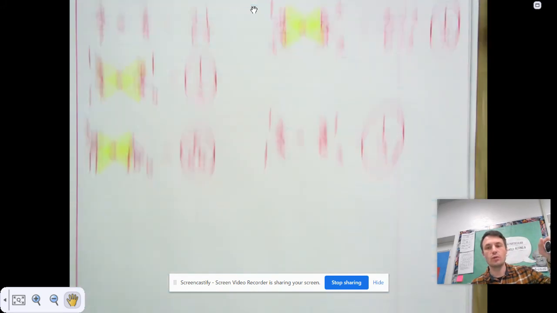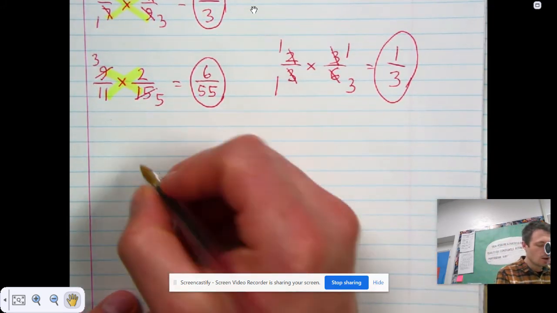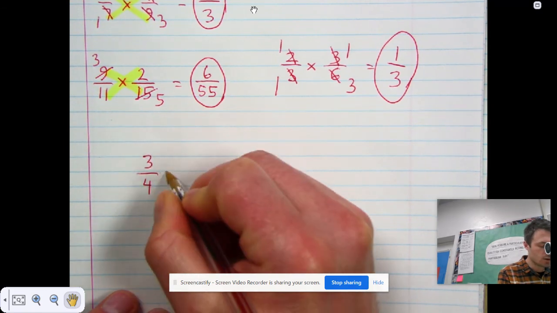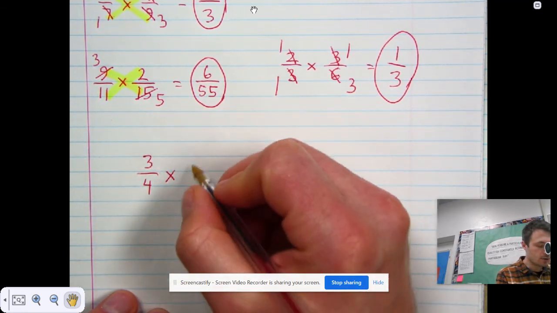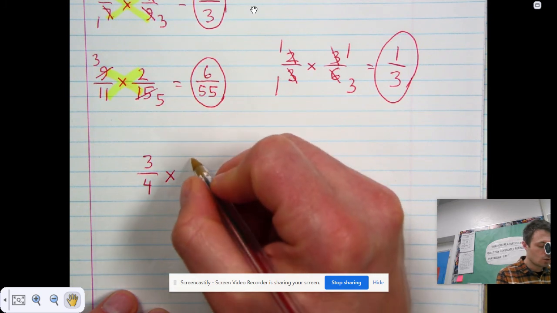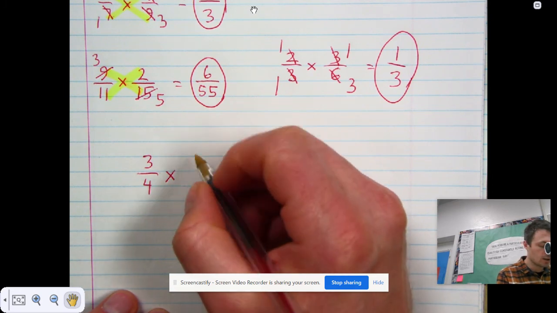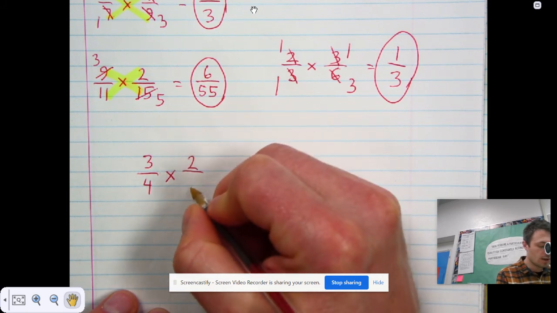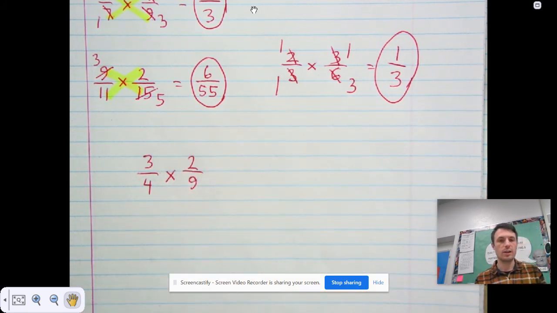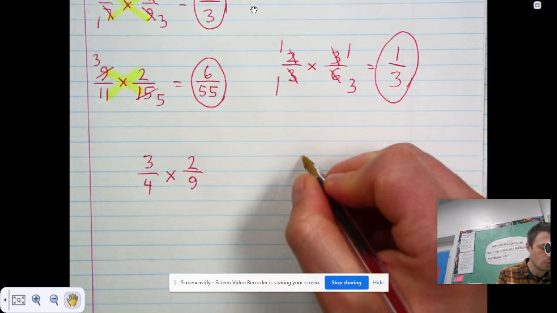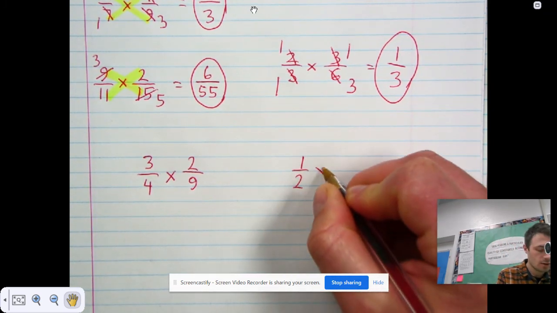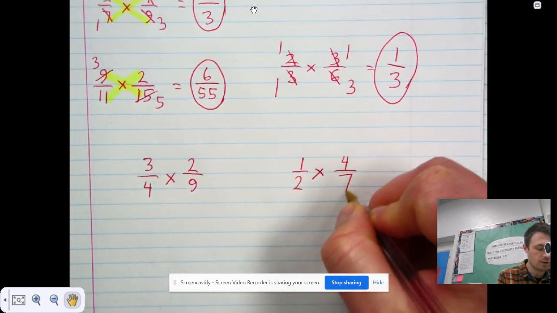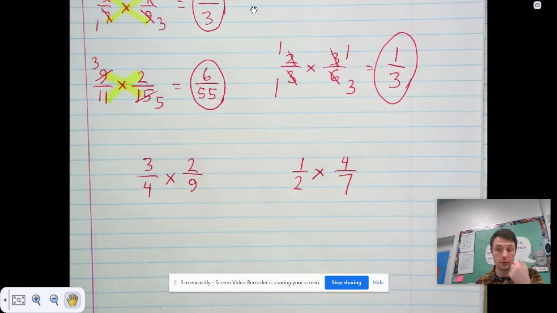Okay, now I'm going to give you a few independent practice problems. I want you to do 3/4 times 2/9. And do 1/2 times 4/7. Go ahead and solve those.